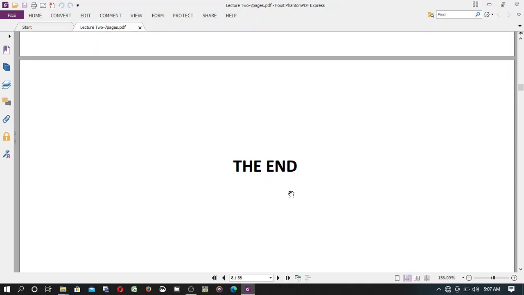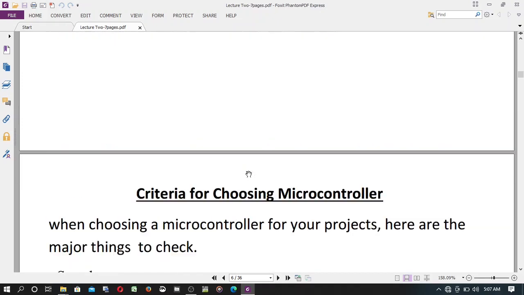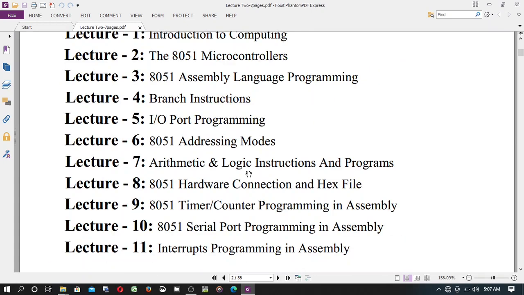Okay, so thank you for watching this lecture on 8051 microcontroller programming. In our next lecture, which is lecture 3 of the 8051 microcontroller programming in assembly language, we'll be talking about the 8051 assembly language programming. There you will now know how to program the 8051 from scratch. Okay, so you can be able to build any of your projects using the 8051 microcontroller.